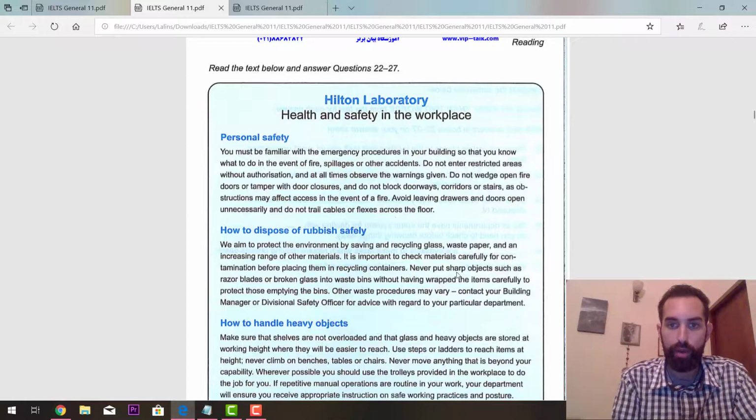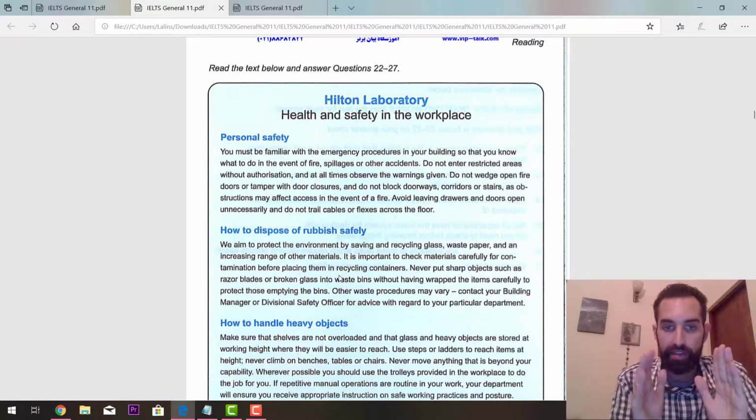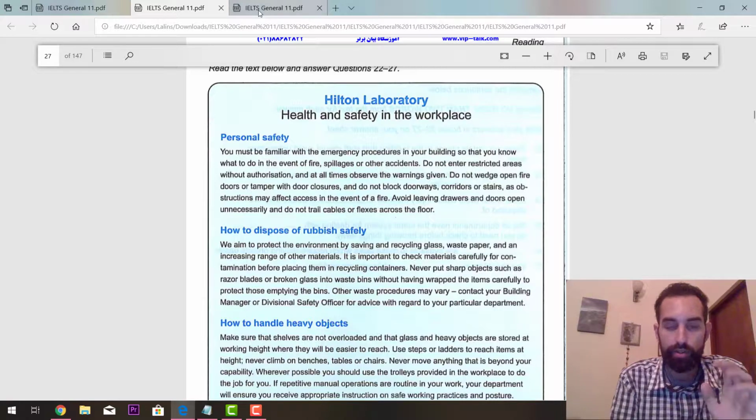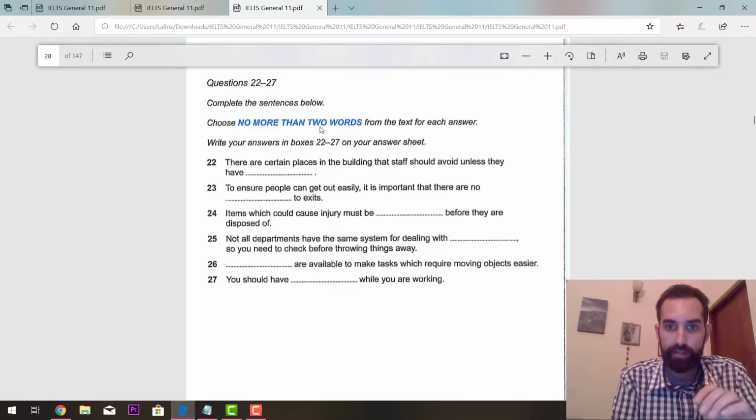Never put sharp objects such as razor blades or broken glass into waste bins without having wrapped the items carefully to protect those emptying the bins. Okay, so this is talking about, obviously, items that could injure you being put into bins. So they must be wrapped.